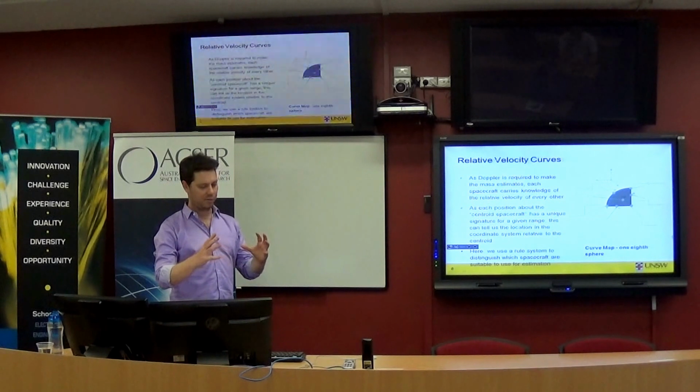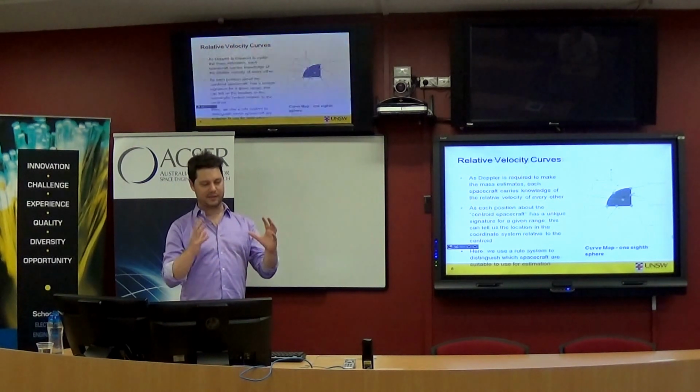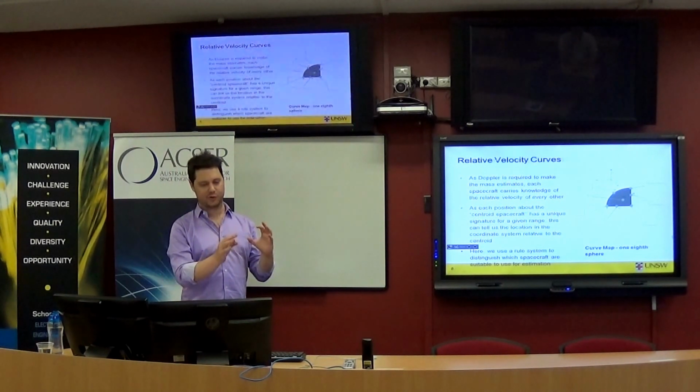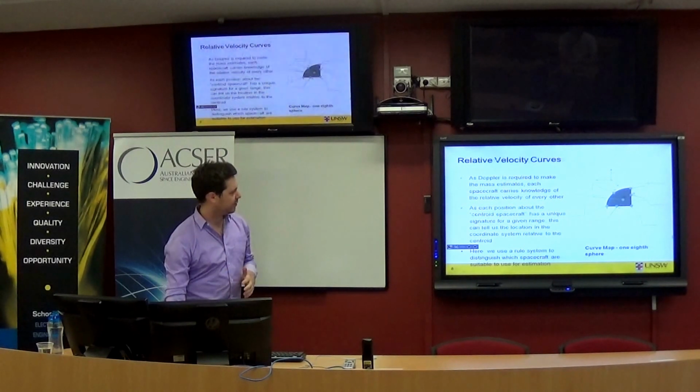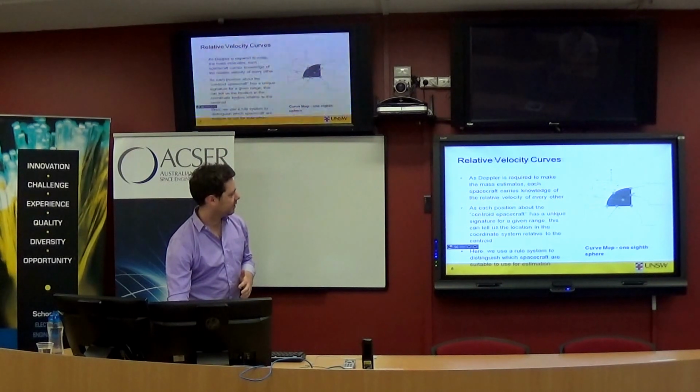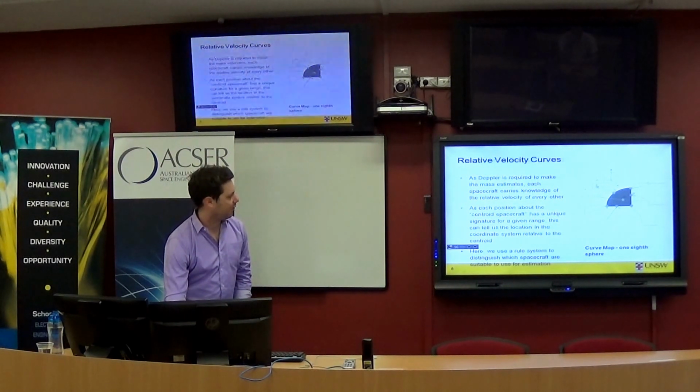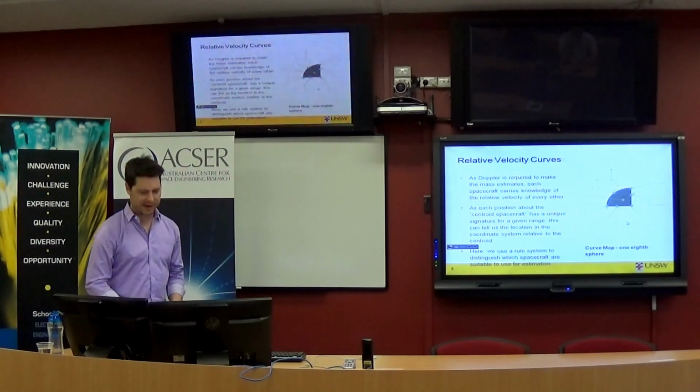And depending on where you are relative to the central or measuring spacecraft, you get a different curve. So all of these curves are different. I'll just explain what this kind of wedge shape is.